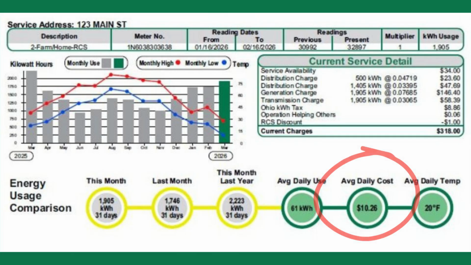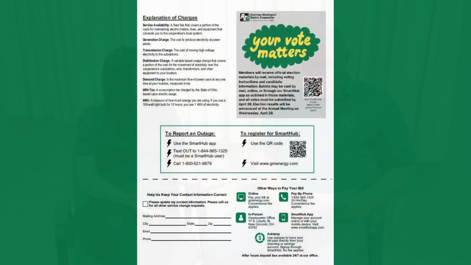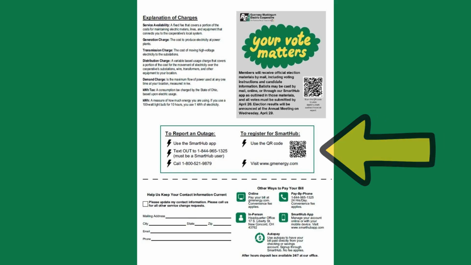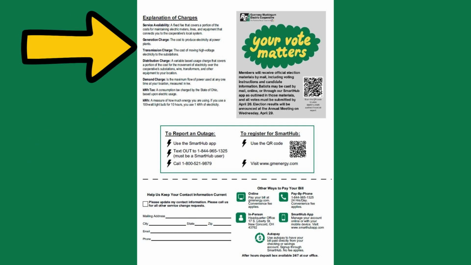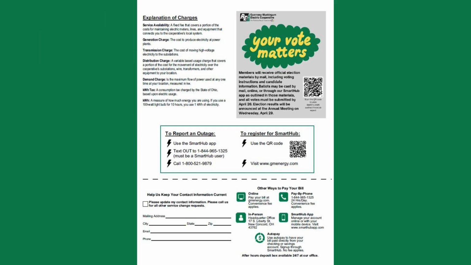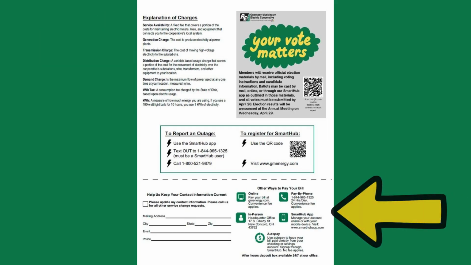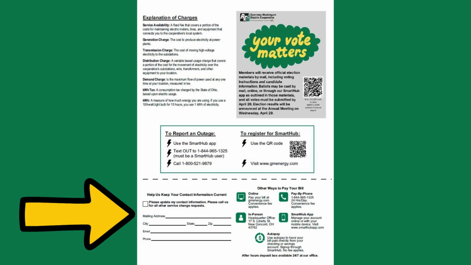Okay, so finally, on the back of our bills, can you explain to me what members can expect to see? Yeah, there's a lot of information on the back of the bill, how to register for SmartHub, how to report outages. There's another explanation of the different charges on the front that I just described. And then different ways to pay your bill, ways to keep up your contact information.